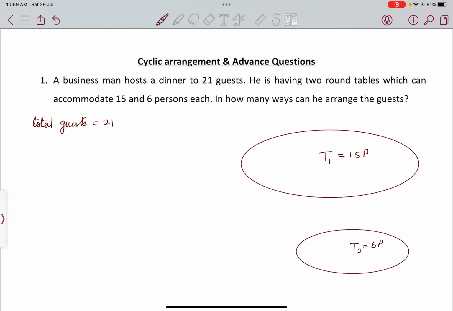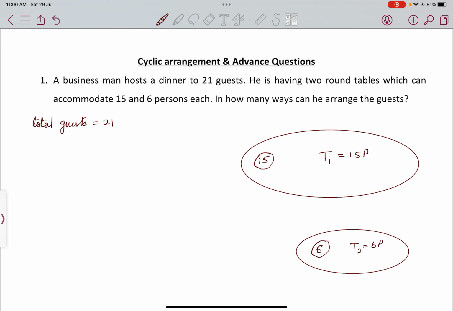Basically the question is asking that if 21 persons come and he has only the facility of 2 tables, on one table 15 persons can sit and on the other 6 persons can be accommodated, how will he accommodate them? So look at that. Here for this table he has to select 15 persons and here he has to select 6 persons.